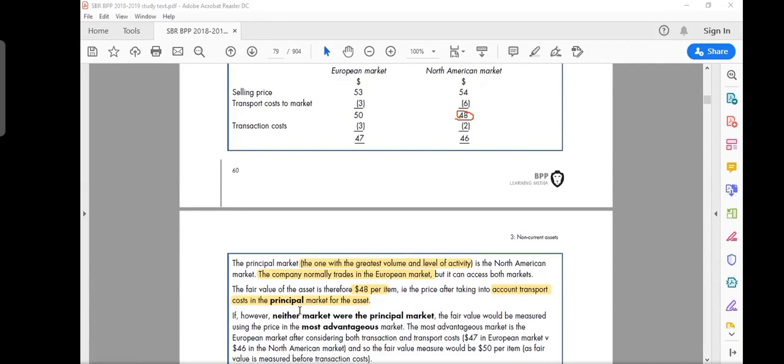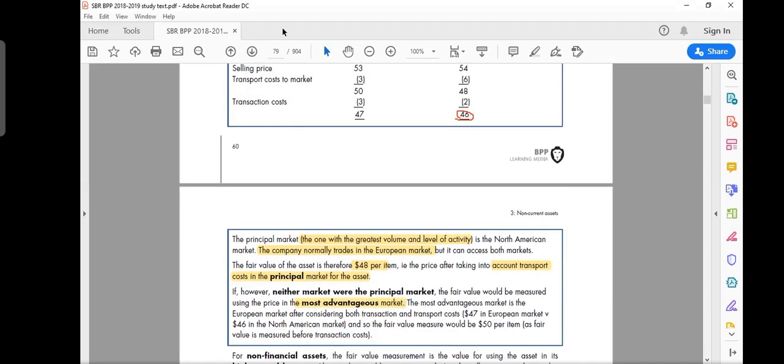If, however, neither market were the principal market, the fair value would be measured using the price in the most advantageous market. So in the absence of the principal market, you look for the most advantageous market. Which will be the most advantageous? The most advantageous market is the European market after considering both transaction and transport cost, which is 47. You should remember that in the case of the most advantageous market, you have to deduct both the transport and the transaction costs. When you deduct transportation cost, it becomes 47. When you deduct this, it becomes 46. So 47 in the European market versus 46 in the North American. So you take the European market as the most advantageous market.